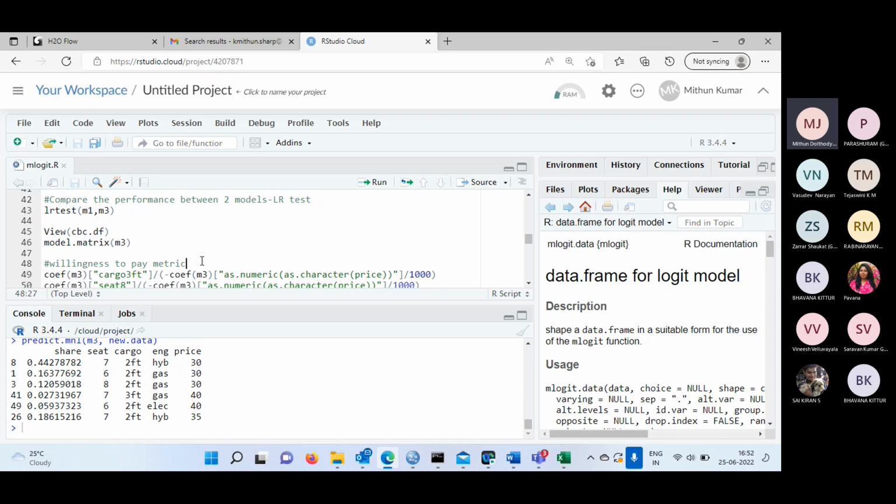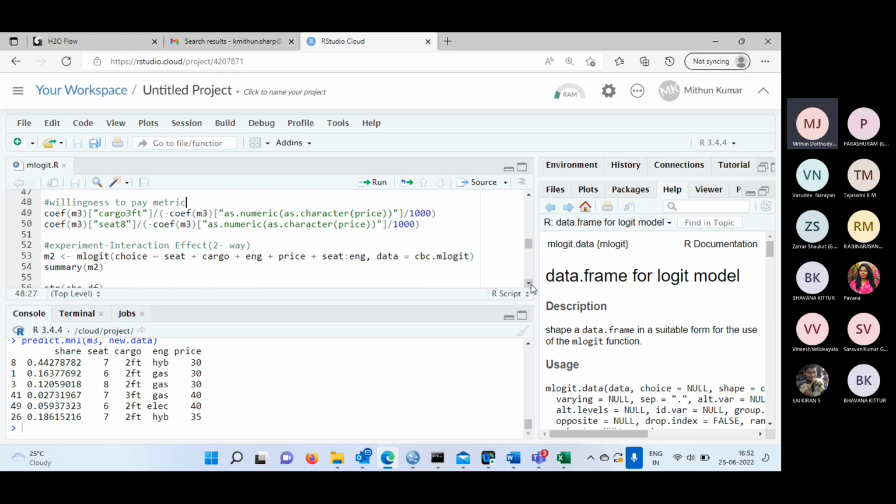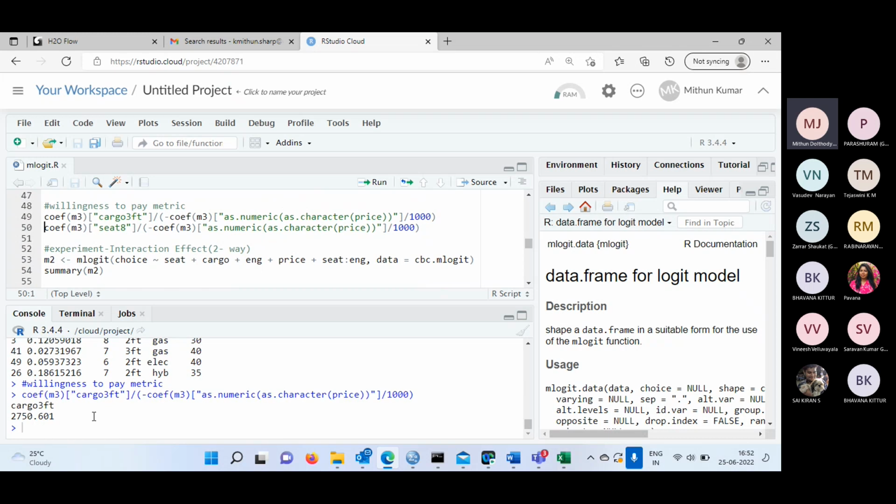Then we went to willingness to pay. Will customers pay for a vehicle with certain characteristics or not? Just use this formula. If you're getting a positive value, it means people are willing to pay more for it. If you're getting a negative value, it means unless you give a discount by so much amount, people will not be paying for it. Let me just quickly run this code. Cargo 3 feet in comparison to 2 feet. For a 3 feet cargo, people are willing to pay $2,750 more.